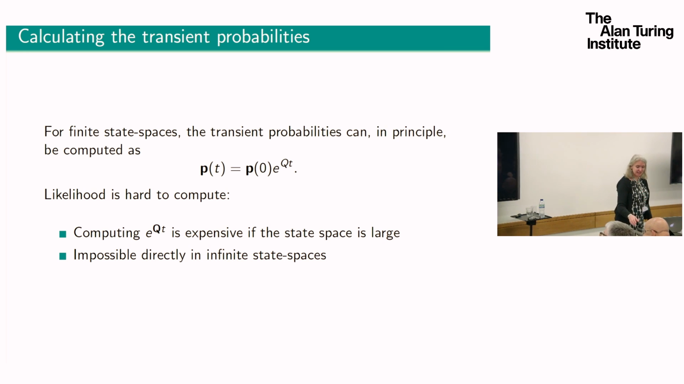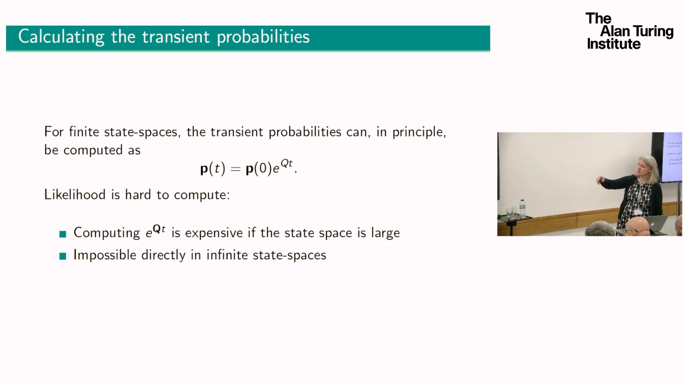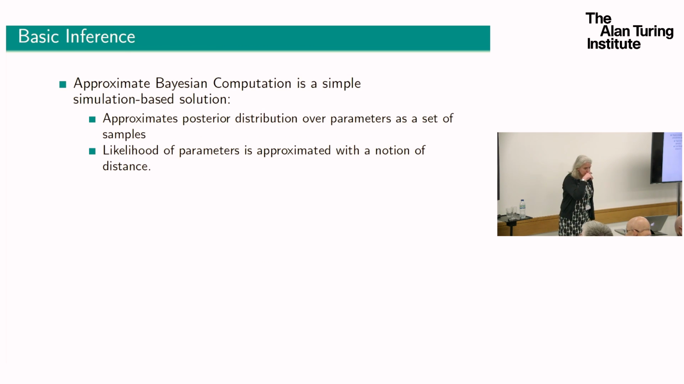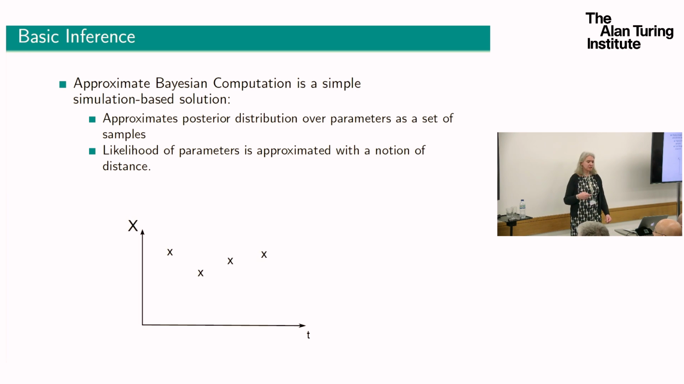Computation can be expensive if the state space is large. That means that the matrix Q is extremely large. And this obviously becomes impossible if the state space is infinite because we cannot construct Q. So there are alternatives, the most simple of which is approximate Bayesian computation, which I'll rehearse for my benefit, but probably not for yours, which assumes that we can build an approximate posterior distribution from a set of samples, and the likelihood of parameters is approximated with a notion of distance.